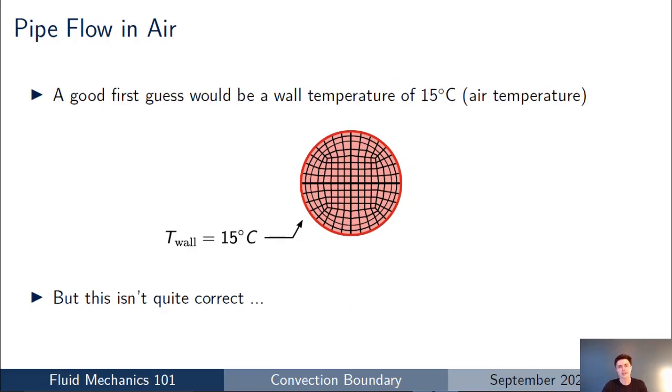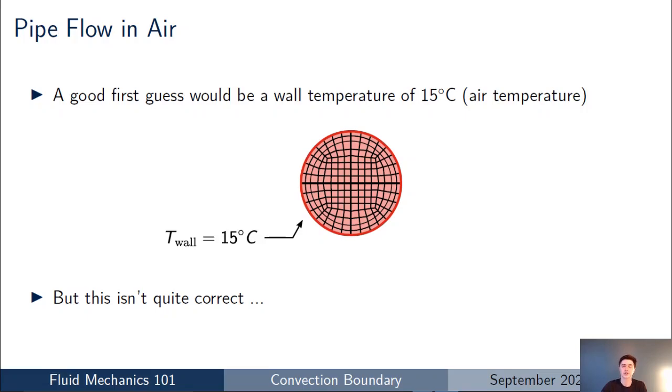Well, a good first guess to what the boundary condition might be would be to set the temperature of the pipe wall equal to the ambient air temperature that surrounds the pipe. So on a normal day, if your pipe was surrounded by air, we could quite easily assume that the wall of the pipe would be at 15 degrees Celsius, which is the temperature of the outside air.